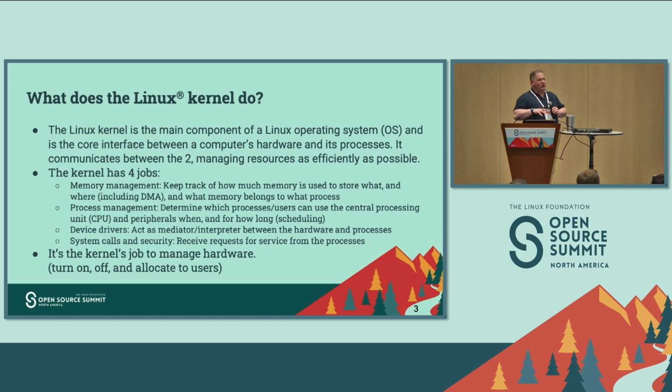So just for those non-kernel people in the audience, the purpose of the kernel is basically 4 different kinds of things. One of them is memory management. One of them is to manage processes, make sure different tasks and applications are scheduled at the right time with the right priority. Then there's managing hardware, that's the device driver piece, and system calls and security. Those are the 4 major things the kernel does. And it's the kernel's job to really manage the hardware. What I mean by that is turn it on, turn it off, allocate to users, pass data back and forth, those kinds of things.